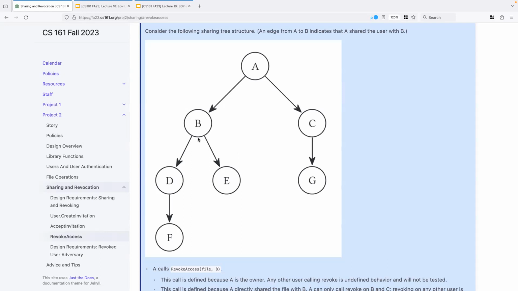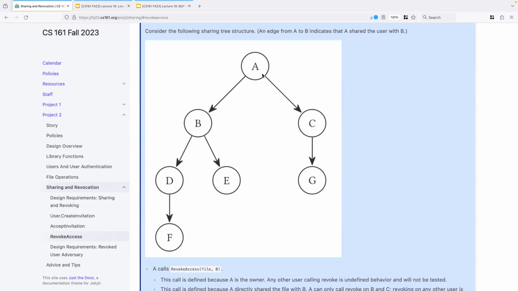So if B calls revoke access, undefined. If E calls revoke access, undefined. Who are the only people that A can call revoke access from? Only B and C. So we will never ever test the case where A calls revoke on D or A calls revoke on F. We're not testing that. Do whatever you want, or don't even worry about it.